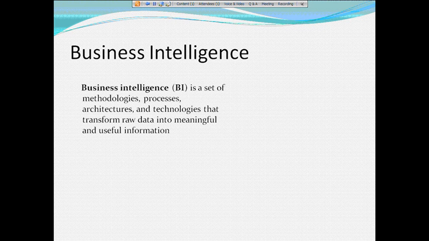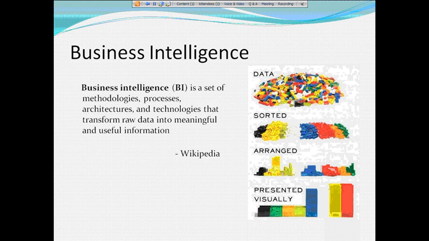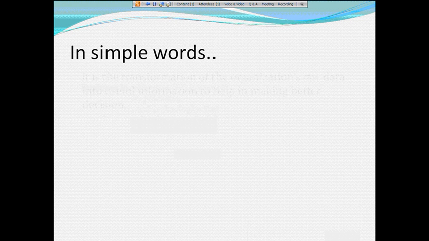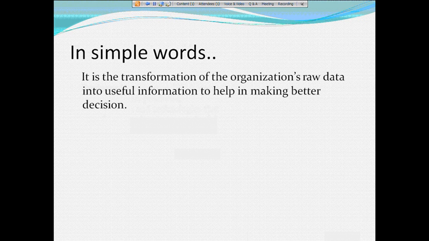So let's start with the formal definition of business intelligence. As per Wikipedia, business intelligence is a set of methodologies, processes, architectures, and technologies that transform data into meaningful and useful information. Now that's way too formal. In simple words, business intelligence transforms the organization's raw data into useful information to help in making better decisions.